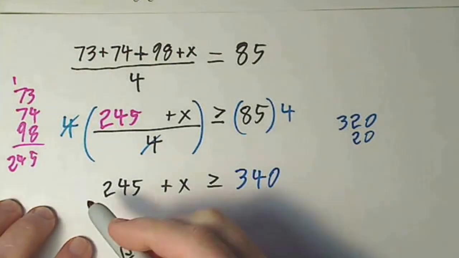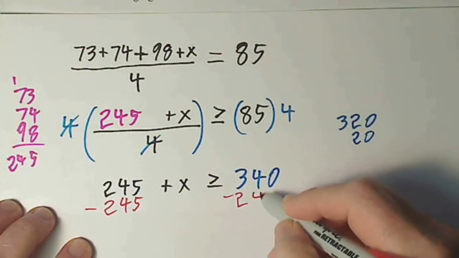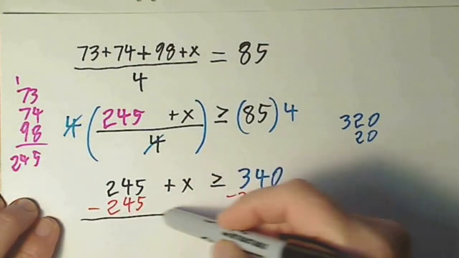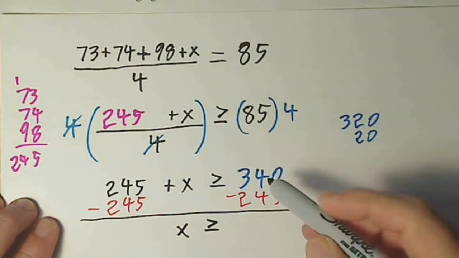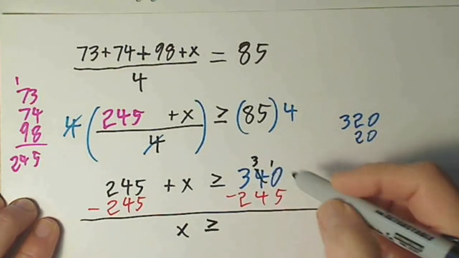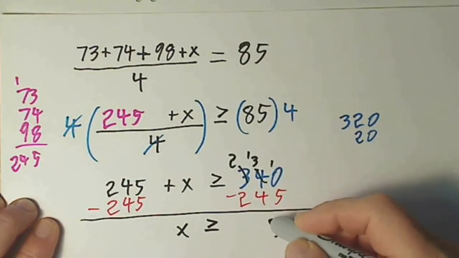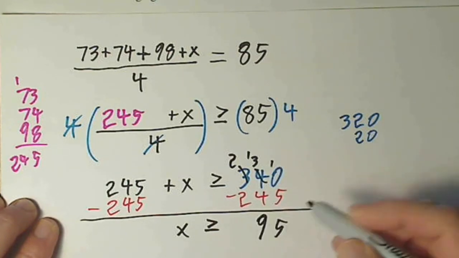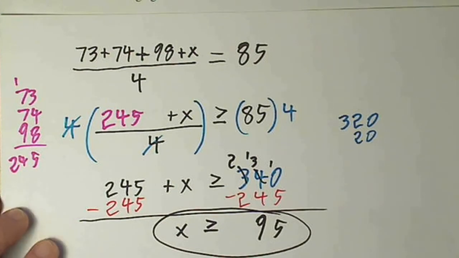Now you want x by itself. Let's get rid of this 245. And let's see how hard this student's going to have to study. That's a 0. Here's your x. There's a 5. What's that? Oh my goodness. 13 and 4. There's a 9. Alright. Better study pretty hard. You need at least a 95 on this. Your score has to be greater than or equal to 95.